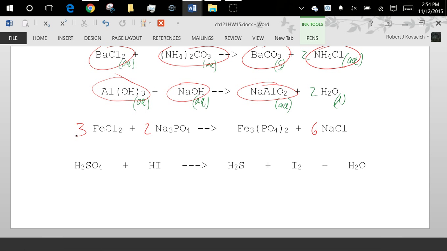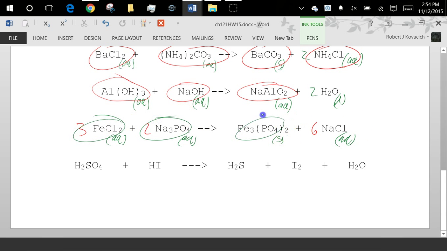So states? Yep, aqueous. Yep, aqueous. Solid and aqueous. Why is the iron 2 phosphate a solid? The phosphate rule says phosphates are solid and we don't have an iron rule, so the phosphate rule wins. All right, and then ionic.